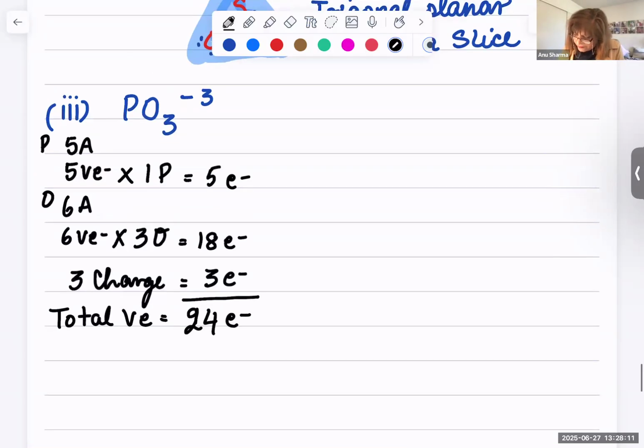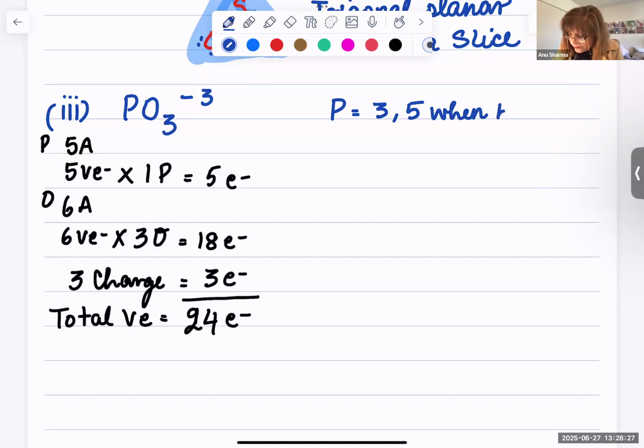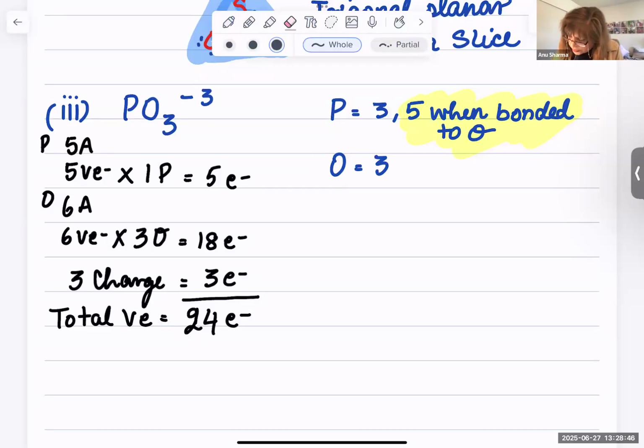Now we have to identify the central atom. Obviously oxygen will not be the central atom, because phosphorus can make 3 bonds, and when bonded to oxygen, phosphorus can make 5 bonds. It will expand its capability. Oxygen can only do 2 bonds, sorry, my mistake. Now, we will put phosphorus in the middle.